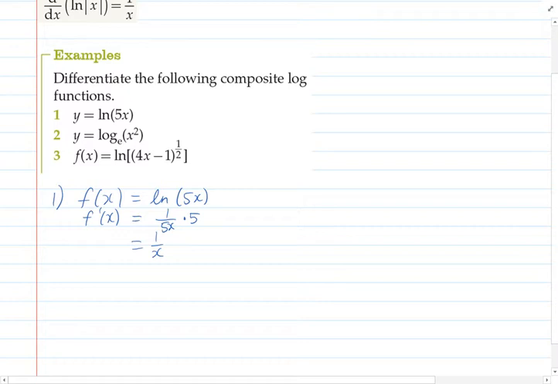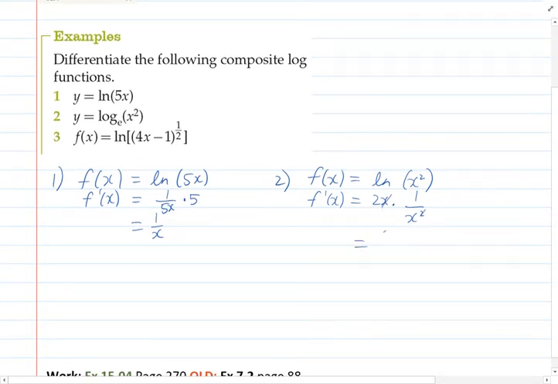Okay, alright, with question 2, our function is natural log, that's what log e means, of x squared, and so our derivative, f dash of x, is going to be 2x times 1 over x squared. So our x's are going to cancel there, and so this will simplify to 2 over x.